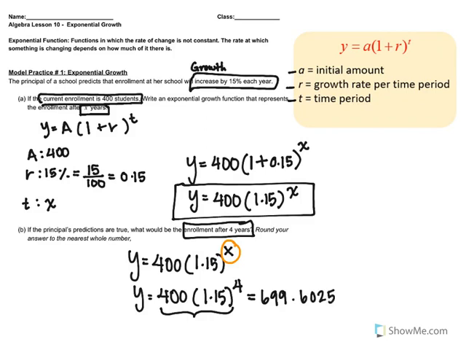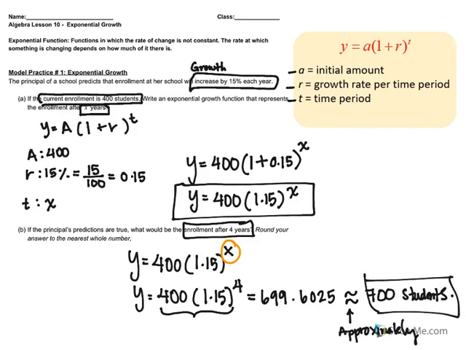But we're talking about people here. We're talking about how many people are going to be in this school after 4 years. And I can't have 0.6 of a person. And not only that, it's asking me to round to the nearest whole number. So if I round this, it'll be approximately, these little squiggly lines mean approximately, 700 students. And that's my final answer.